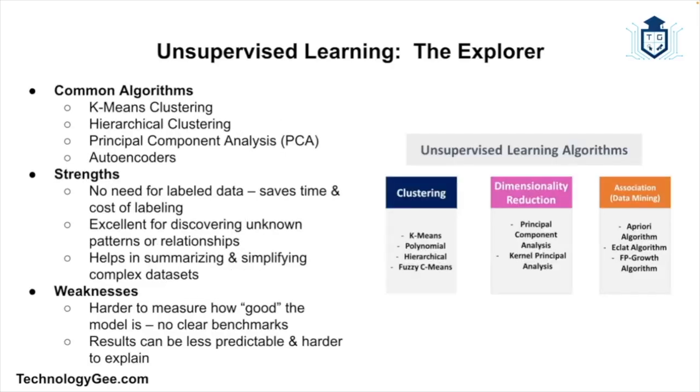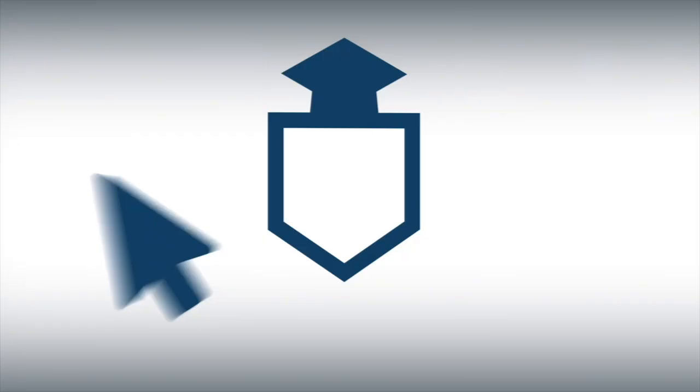And here are some common algorithms that are used in unsupervised learning. You have what is called k-means clustering, hierarchical clustering, principal component analysis, and autoencoders. And the strengths of unsupervised learning are as follows. There is no need for labeled data. It's great for discovery and exploration, and is helpful in summarizing or simplifying complex data. However, its weaknesses are that it's harder to evaluate performance because there are no correct labels, and the results can be less predictable and interpretable.